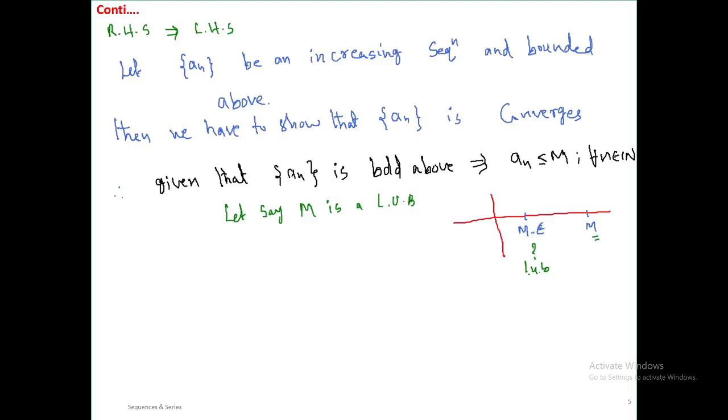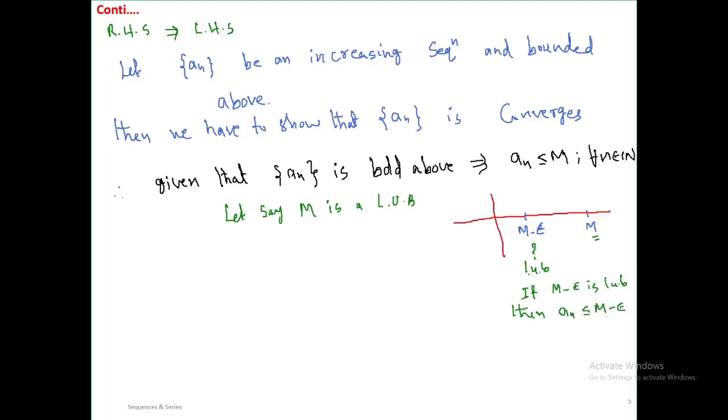So for example, if it is a least upper bound, then what can I say? If M minus epsilon is a least upper bound, then I can say that AN is less than or equal to M minus epsilon, because this is a least upper bound.